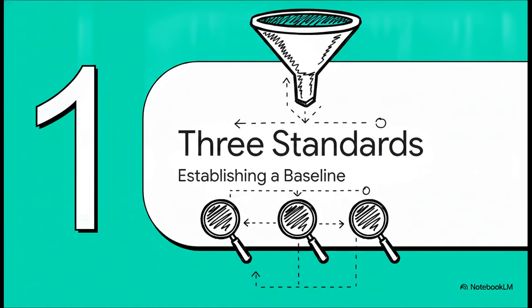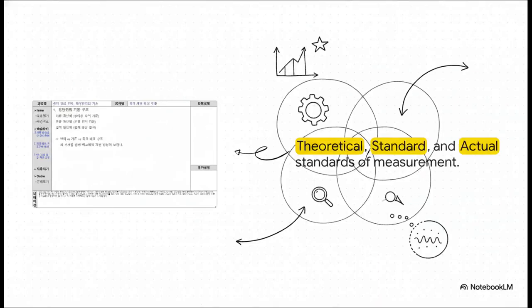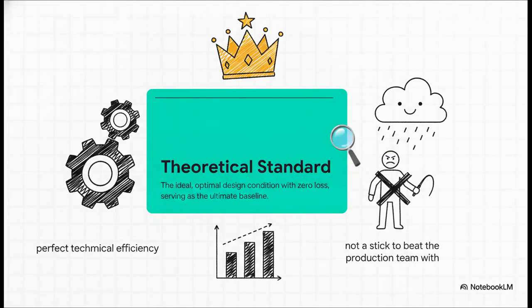Starting right at the top of the funnel with section 1, 3 standards of measurement and establishing our baseline. When evaluating performance, we actually have to juggle 3 different metrics at the exact same time: the theoretical ideal, the standard operating baseline, and the actual real-world results. If you're only looking at your actual numbers, you're essentially flying blind. You absolutely have to compare where you are against your everyday standard and that mathematical ideal to really grasp the whole picture.